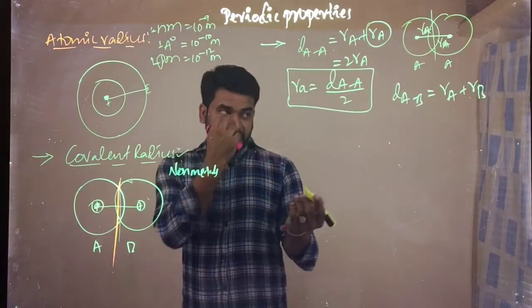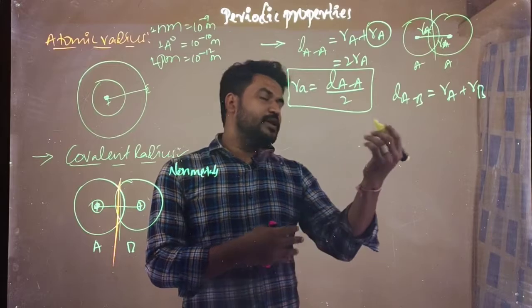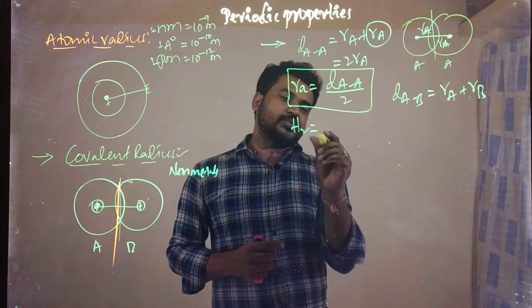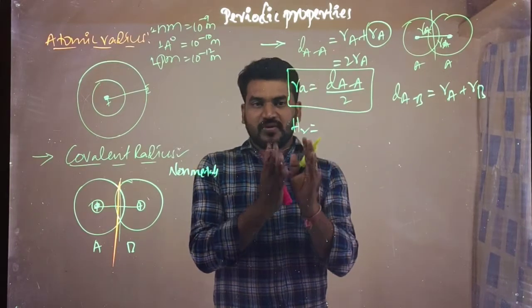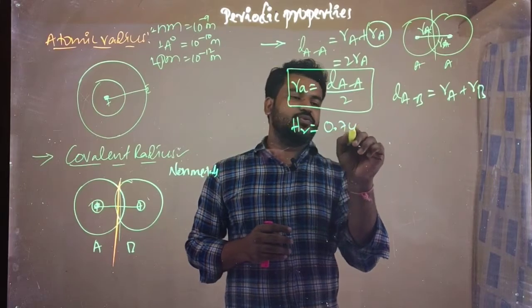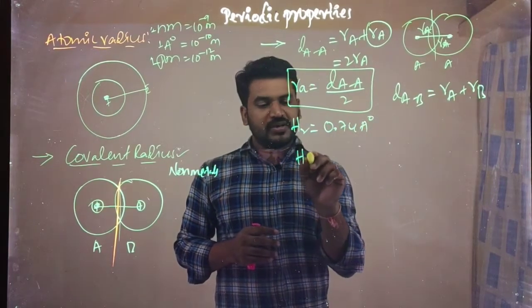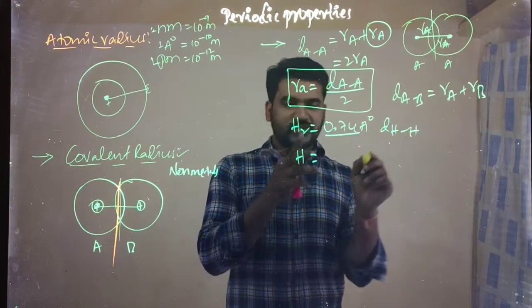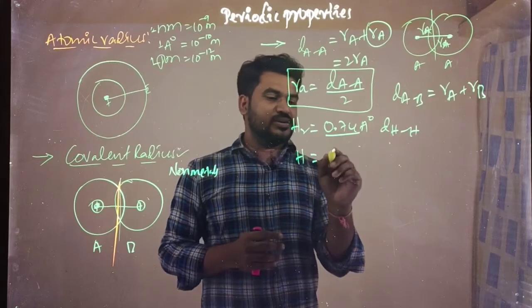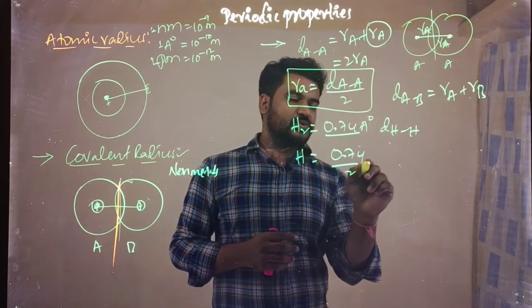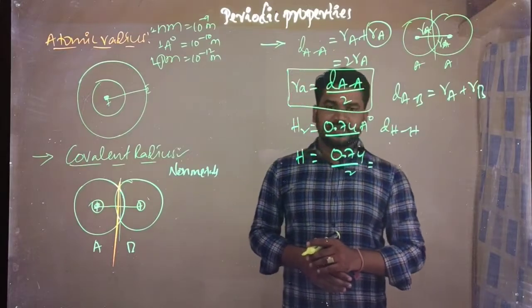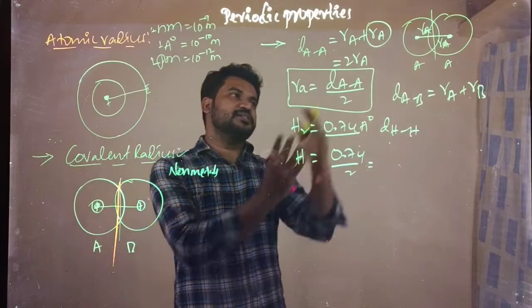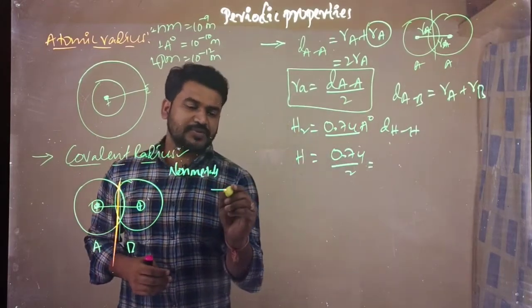Suppose any covalent compound is there, like H2. If the total distance between the two nuclei is 0.74 angstroms, what could be the atomic radius of hydrogen? Here, two hydrogens are there, so we can make it half. So 0.74 by 2. Homogeneous atoms means similar types of atoms are combined. Right? So we can say one more here.